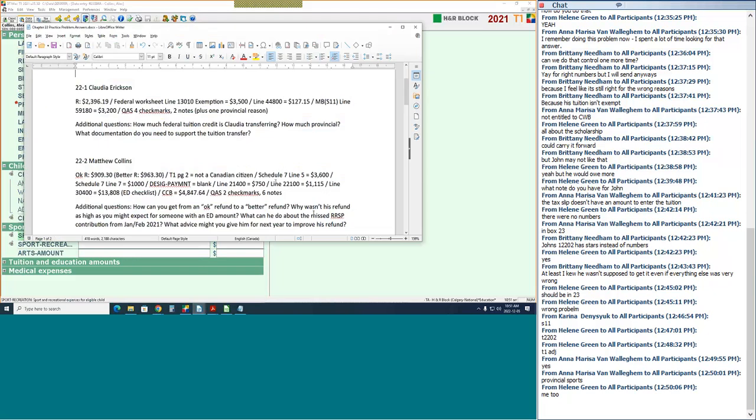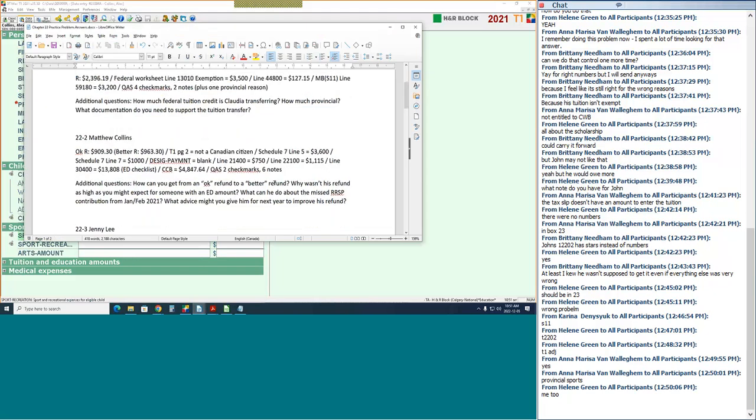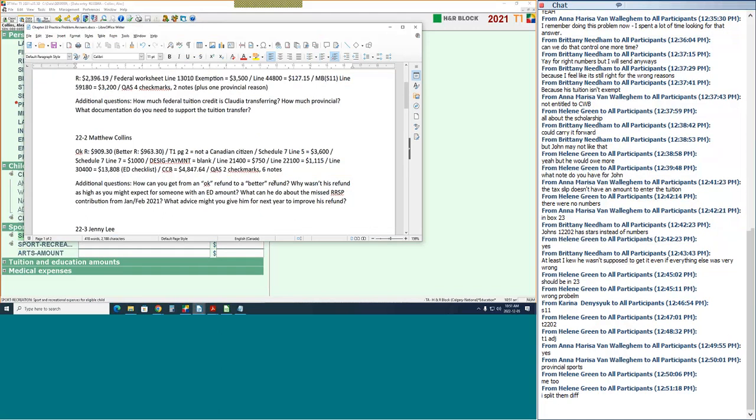Right? Couple more questions. Why wasn't his refund as high as you might expect for someone with an elder dependent?